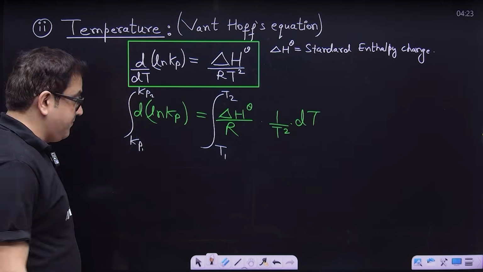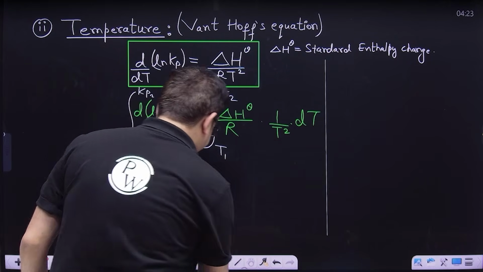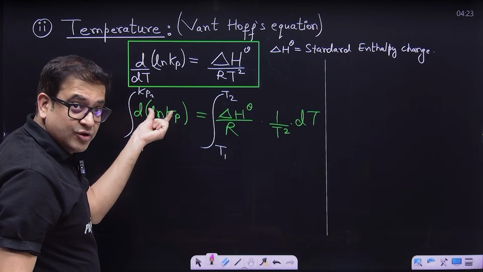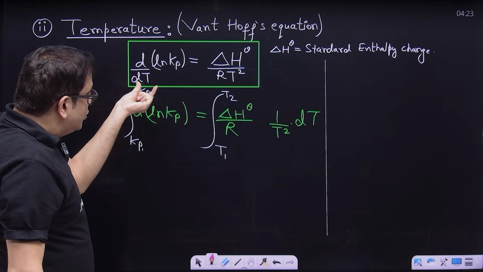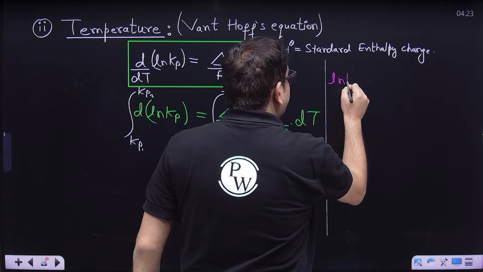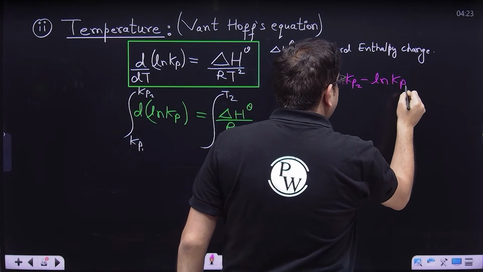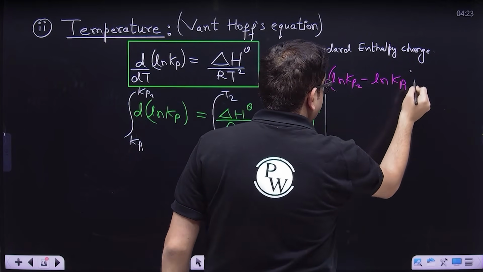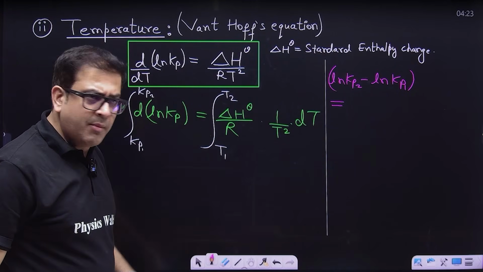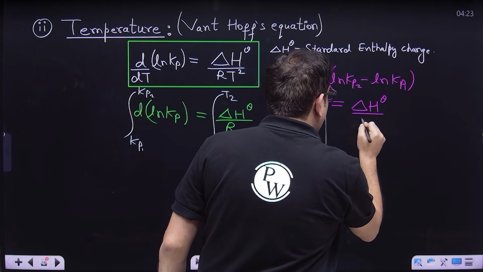What is in place of x, what do you have? Sir, ln of Kp. So the result of the integration will be ln of Kp2 minus ln of Kp1. This is the left hand side. This is equal to what? This is constant. The constant will come out of the integration. Take it out: delta H naught upon R.